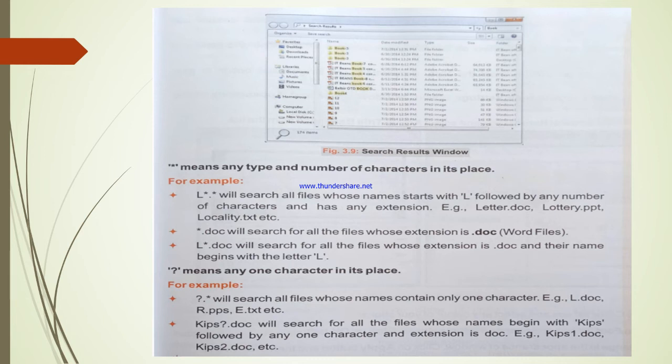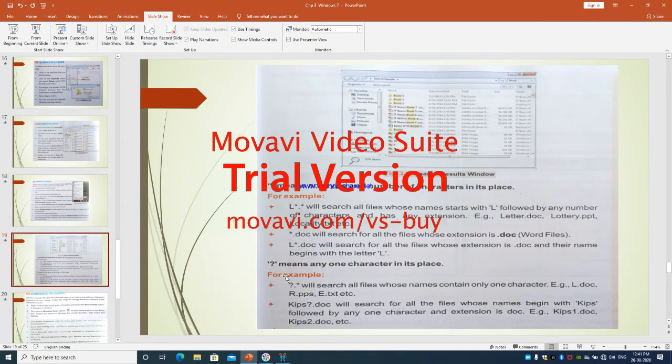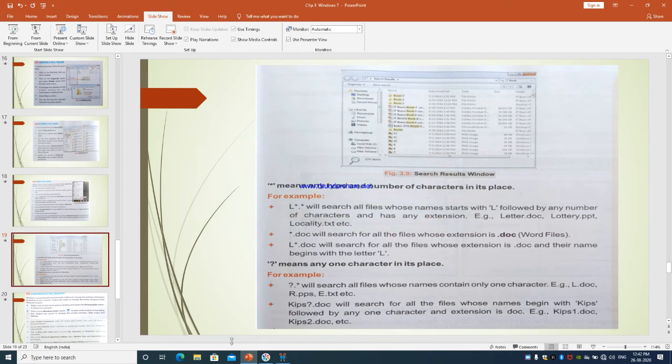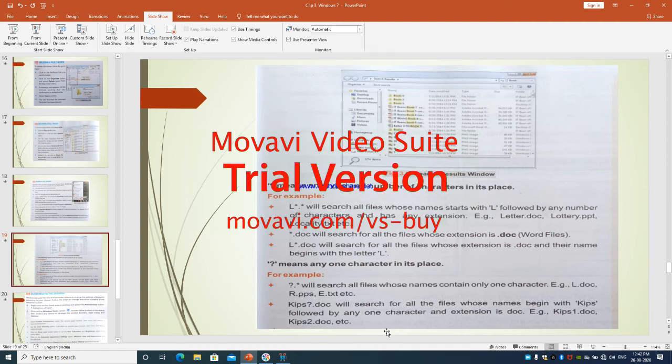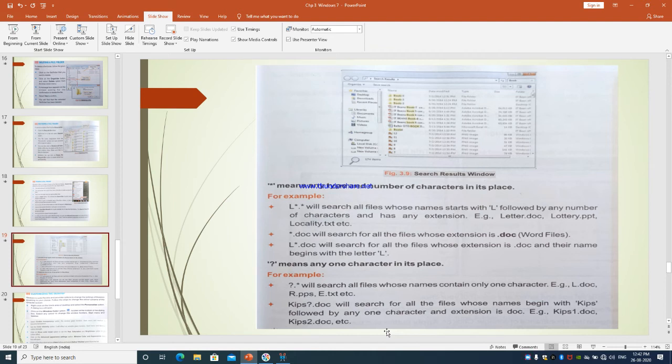Question mark means any single character in its place. So, question mark dot star will search all files whose name contains only one character. Example, L.doc, R.pps, E.txt, etc. Kips star question mark dot doc will search for all the files whose name begins with Kips, followed by one character, and the extension is doc. Kips1.doc, like that. Okay, let's see step by step.